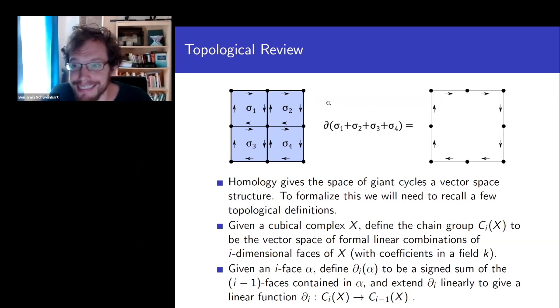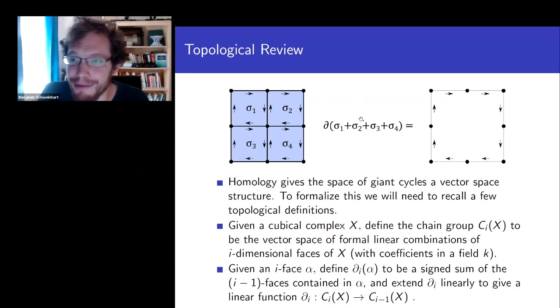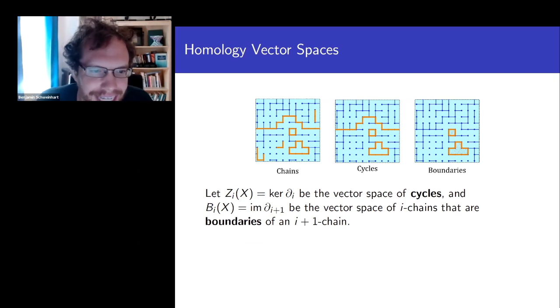This is admittedly very fast, but I want to get on to some deeper stuff. I hope you have absorbed this from some other talks, so you'll see something about what's going on. Now to define homology, we let Z_i of X be the kernel of the boundary map. This is the vector space of cycles.